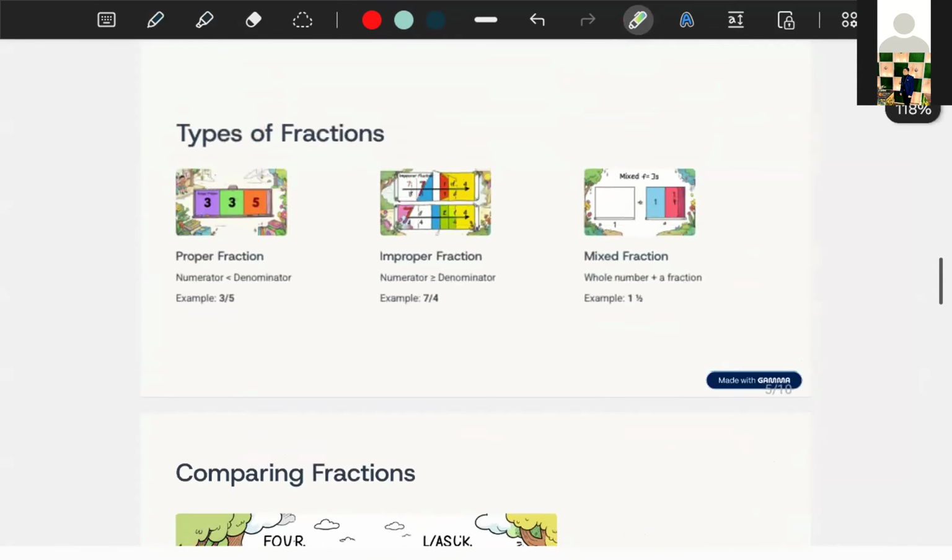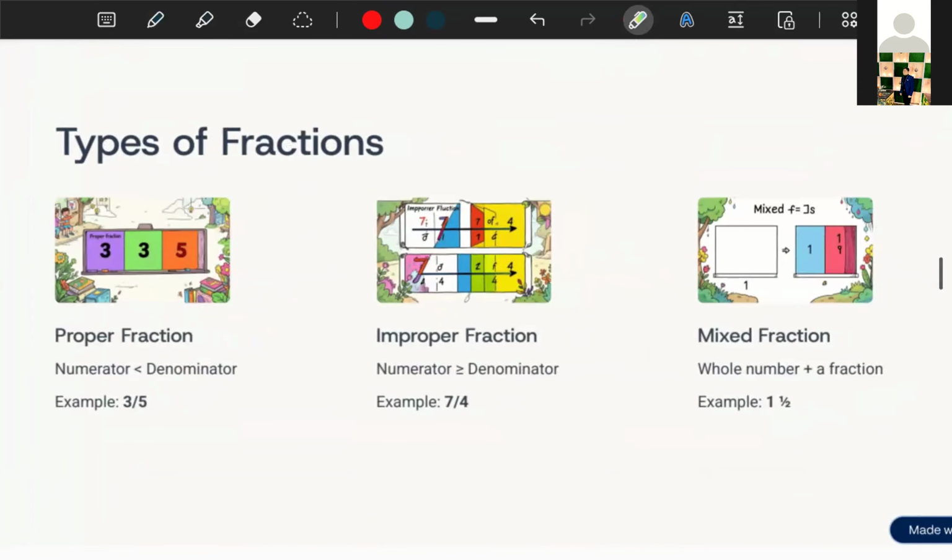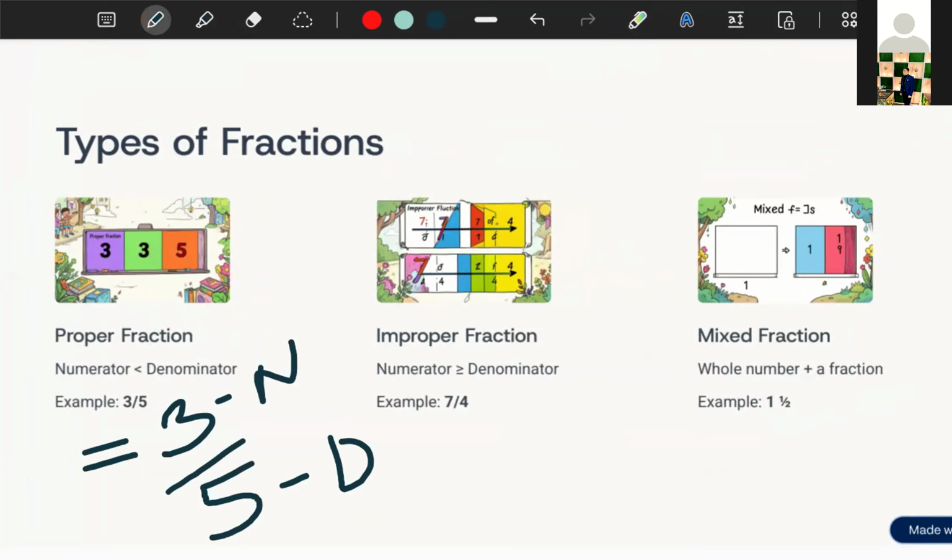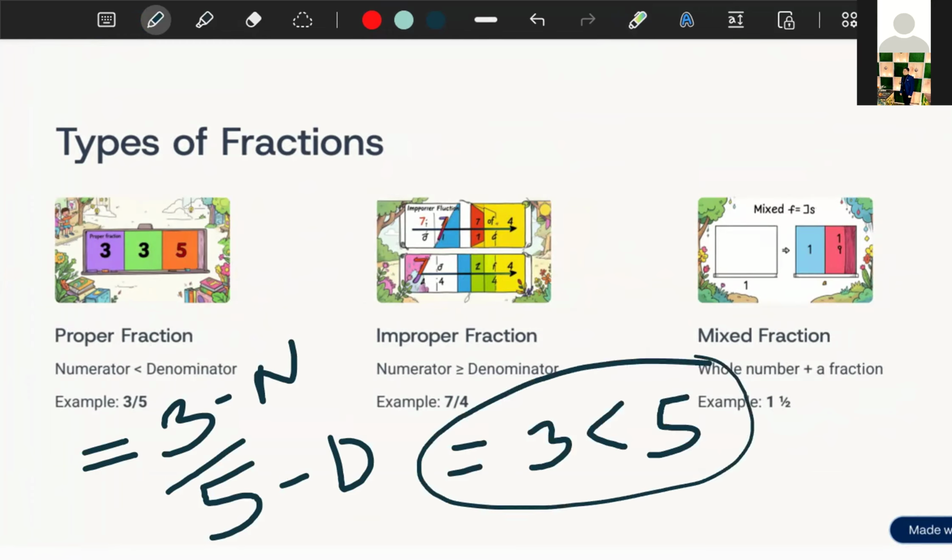Now, proper fraction means when the numerator is smaller than the denominator, like 3 upon 5. Just take an example of 3 upon 5. Here 3 is the numerator and 5 is the denominator. And here we also know that 3 is less than 5, because 5 is bigger and 3 is smaller. So whenever there is a fraction in which the numerator is smaller and the denominator is bigger, that fraction is called a proper fraction.